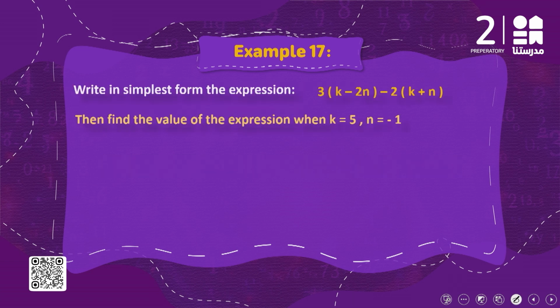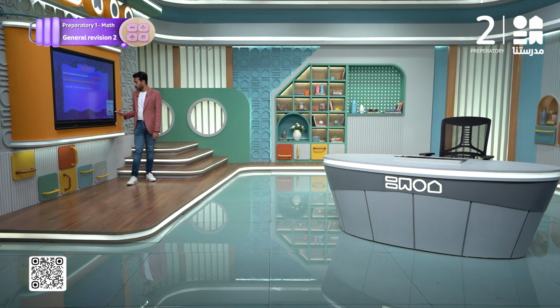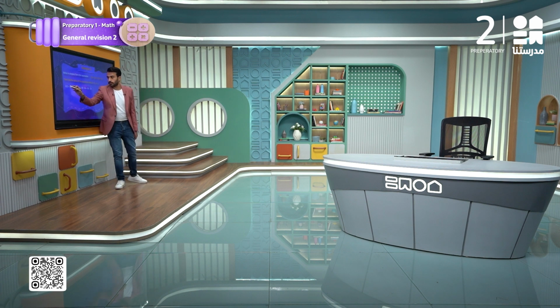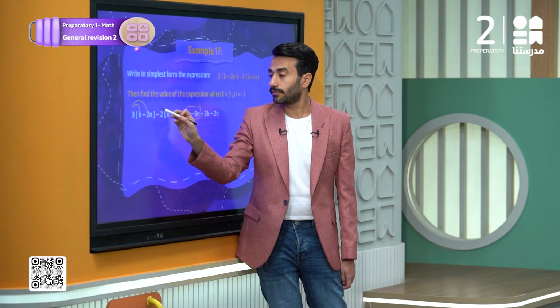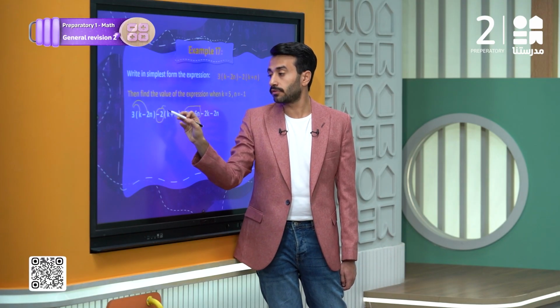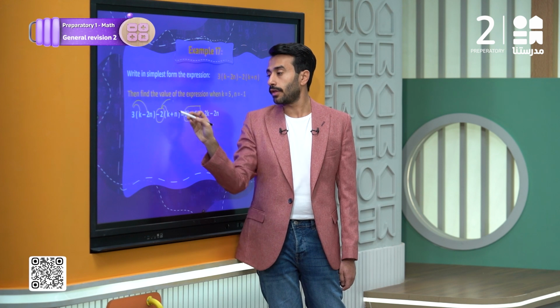Write in simplest form the expression. Simply you can simplify it first, then find the value of this expression. You can multiply 3 over the brackets, so 3k. And then 3 times negative 2n, which is negative 6n. Here's the first part. Now you have, take care, negative 2 times k, which is negative 2k, and negative 2n.